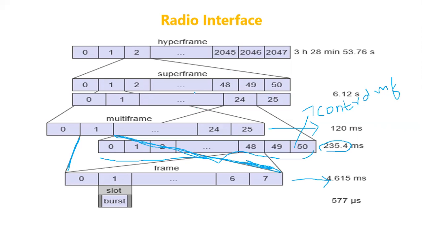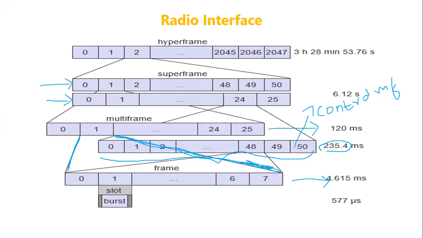So here you can see these two are super frames. This is also a super frame, and this is also a super frame. But what is the difference? There are two ways in which superframes can be formed. One way is you can combine 26 multiframes with 51 frames. You can put together 26 multiframes, and that you can call a superframe.